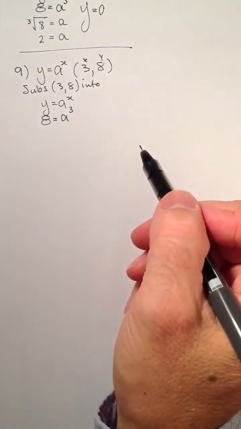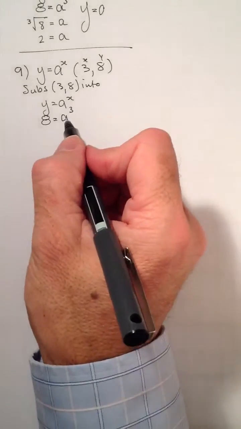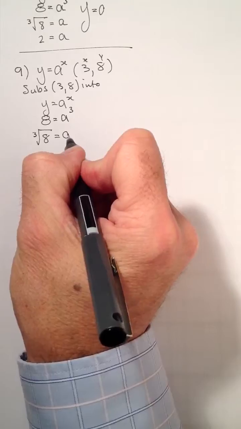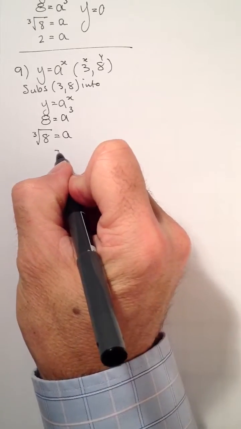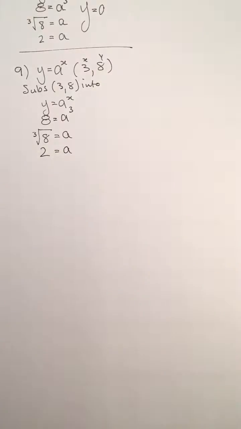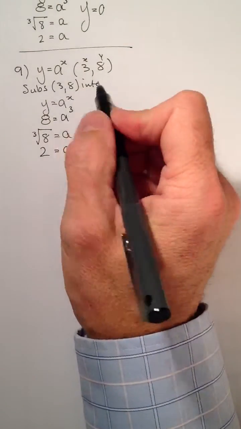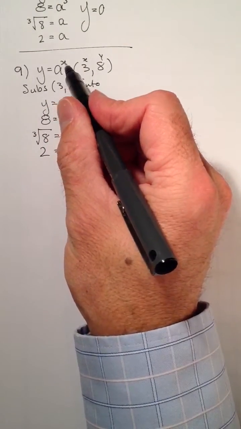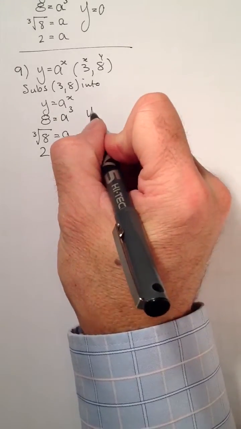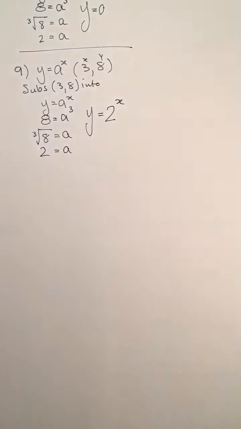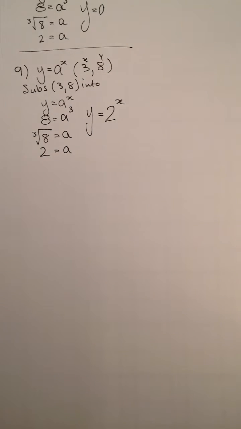So a cubed is equal to 8. You may see the solution from there. If not, we'll take the cube root of 8. The cube root of 8 is equal to 2. So a is equal to 2. So the equation, instead of y equals a to the power of x, with a equal to 2, is y equals 2 to the power of x. And that would be my equation there.